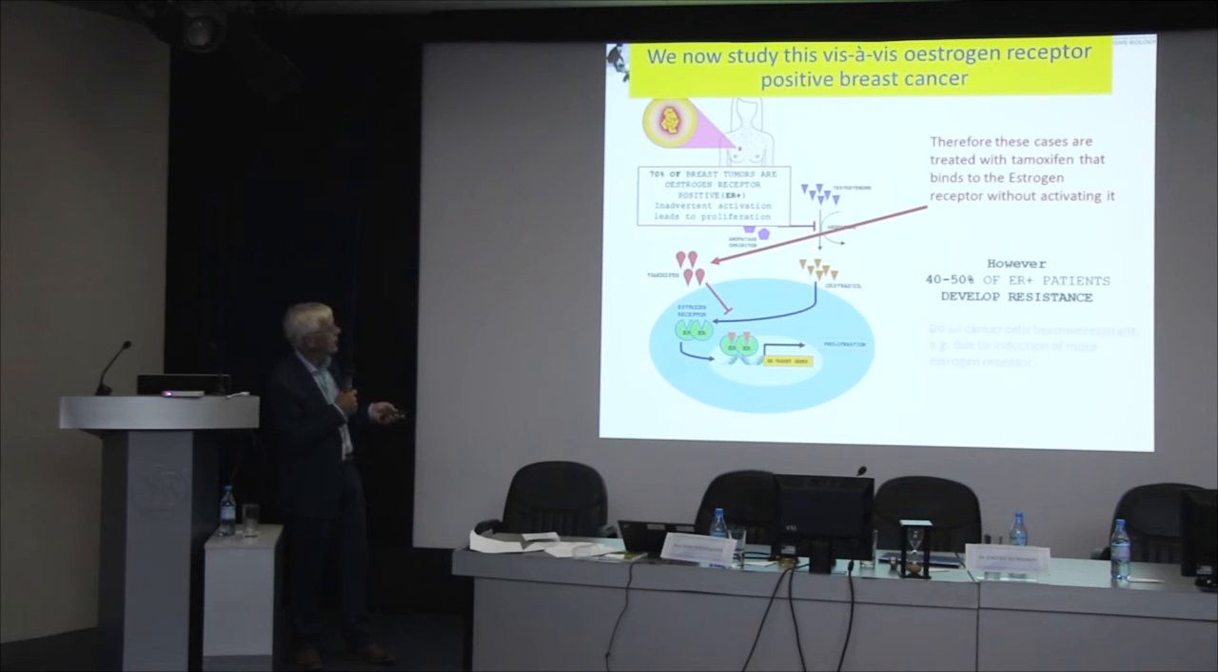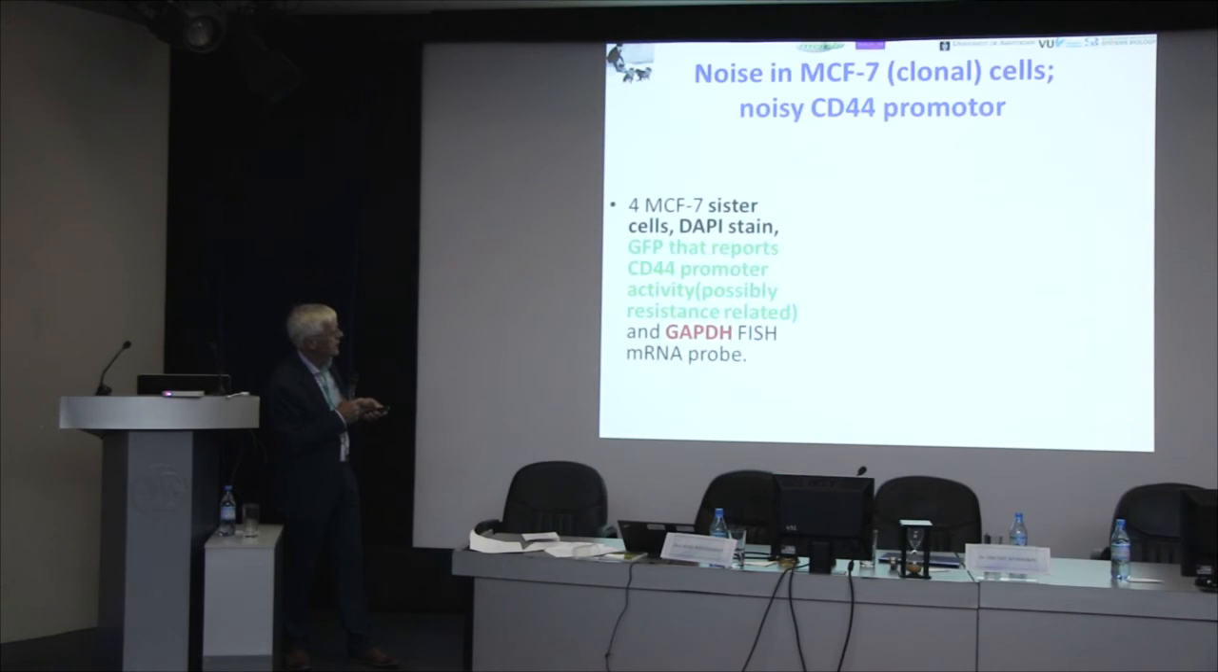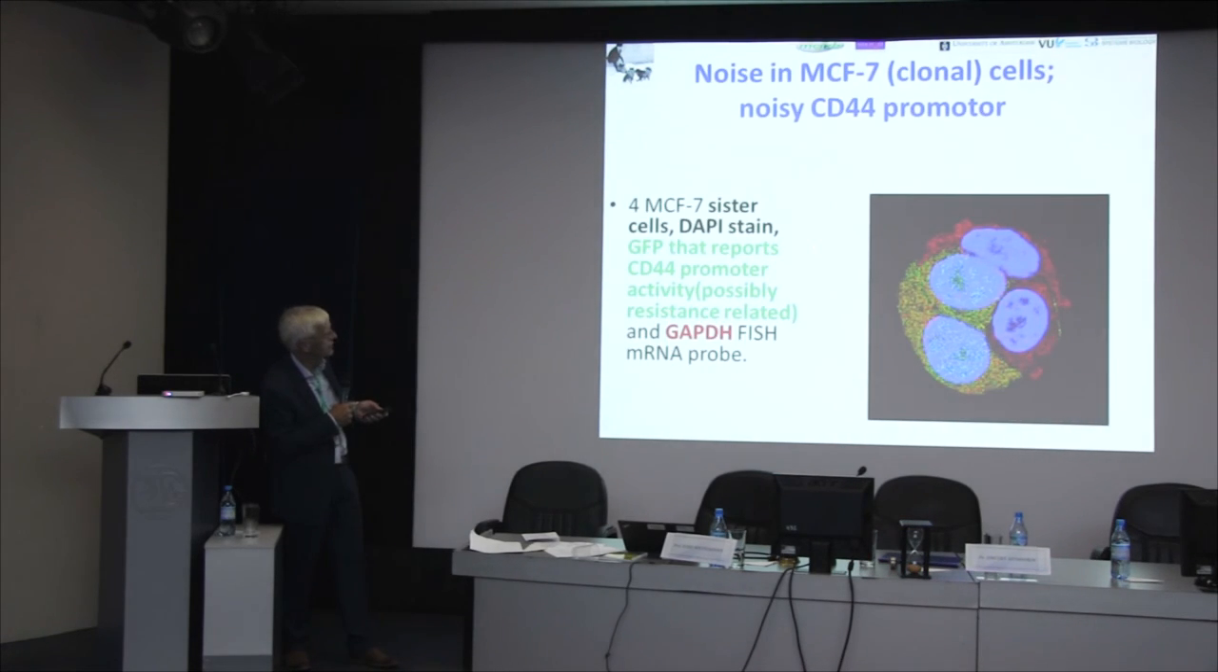But the problem is that after a while half of the patients develop resistance. And then the question is whether all cancer cells become resistant or only some. And what you see is that it's a subpopulation of all these tumor cells that become resistant. So we're looking into this, and you can realize that, for instance, this is one of the things where we can see that this happens.